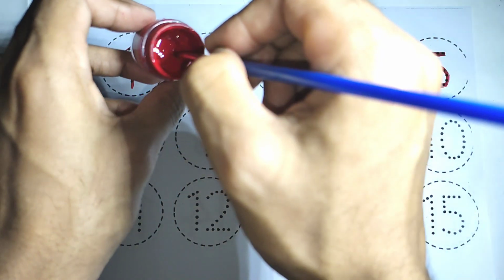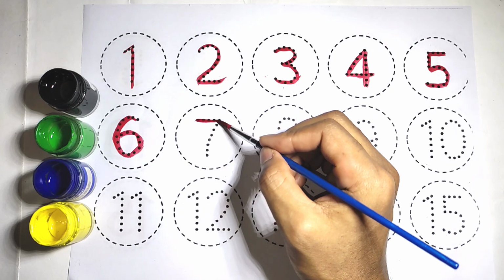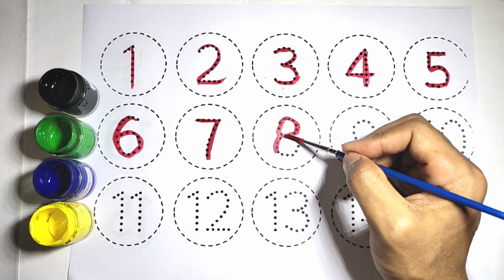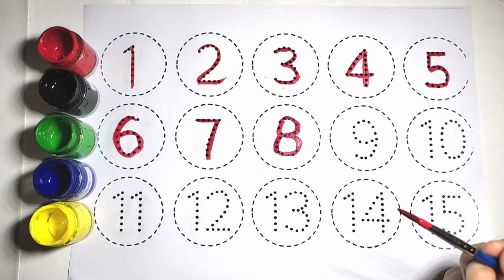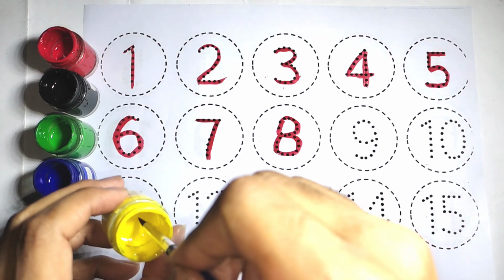The next one is 7. S-E-V-E-N, 7. And then now we draw 8. E-I-G-H-T, 8. Now we draw the number of 9. Kids, now we use the color of yellow.